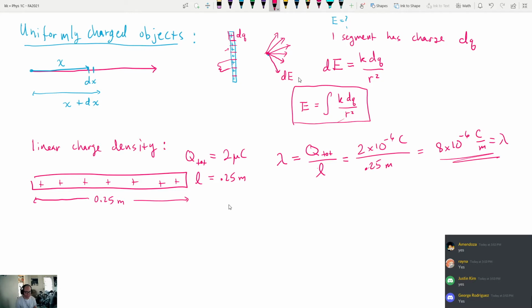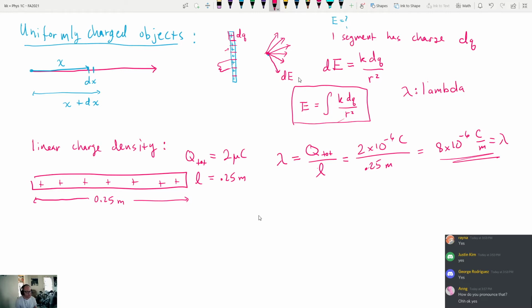Does that make sense to everybody? The idea of what linear charge density is? Lambda? Lambda, this one? It's like lamb, like the animal, and then that lambda. Is that what you're talking about? Okay. So that's linear charge density.